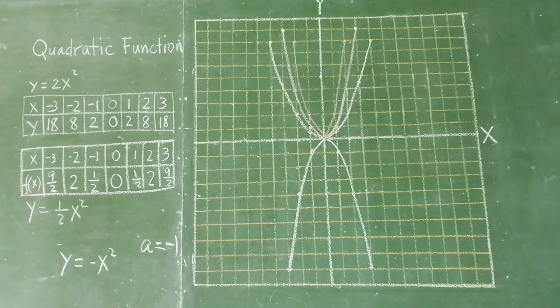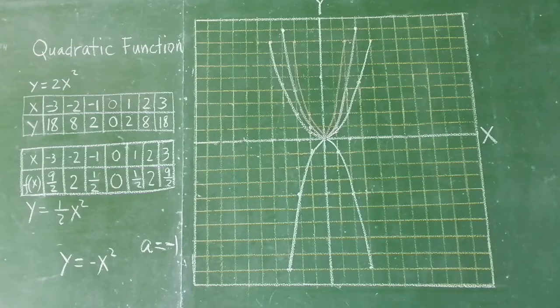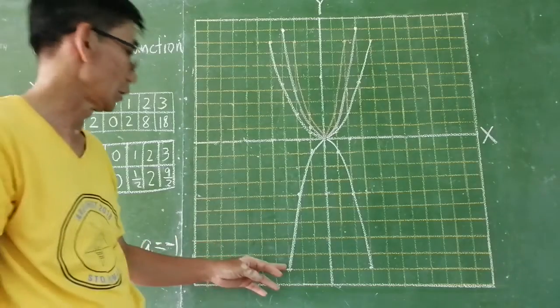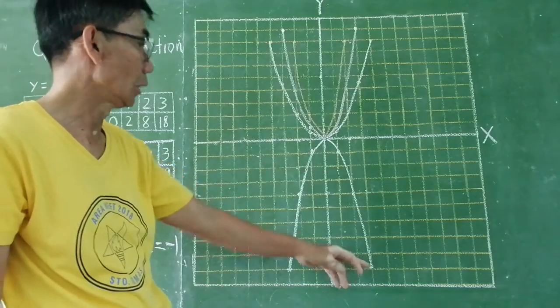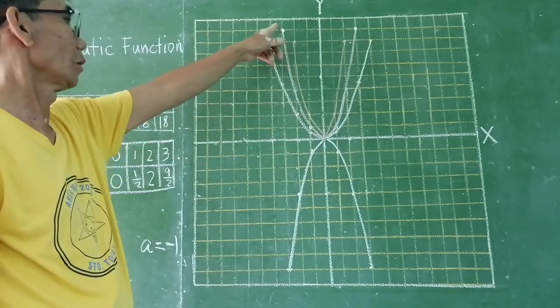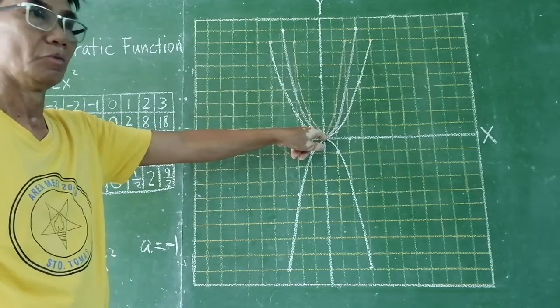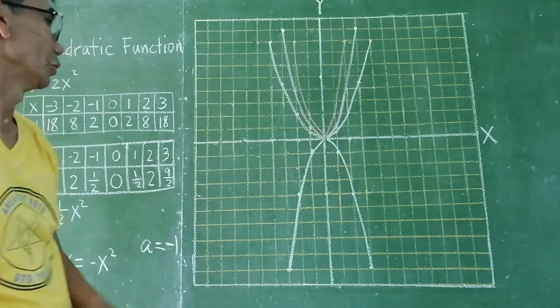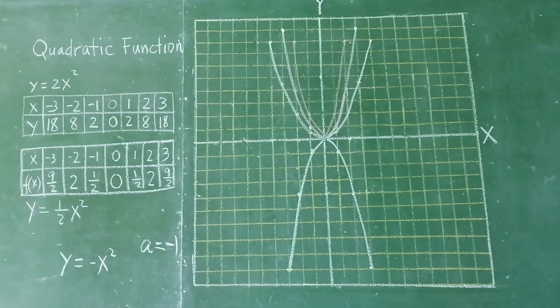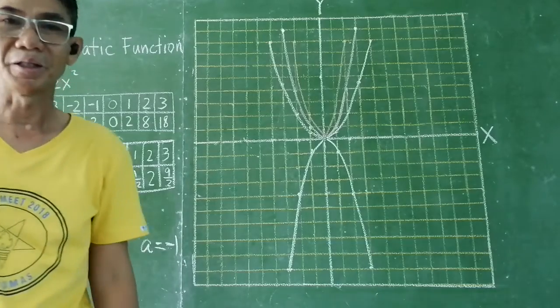So I want to repeat, when the a is positive, the parabola is opening upward. When it is negative, it is opening downward. So I will just add that when the parabola is opening downward, the vertex will be the maximum point. But when the parabola is opening upward, the vertex will become your minimum point. So these are just some of the graphs of polynomial, I mean to say quadratic function.